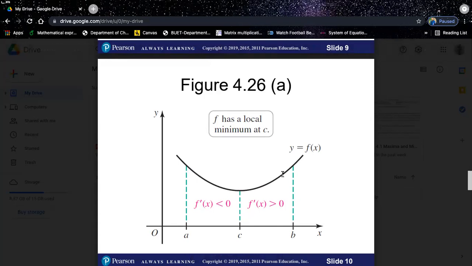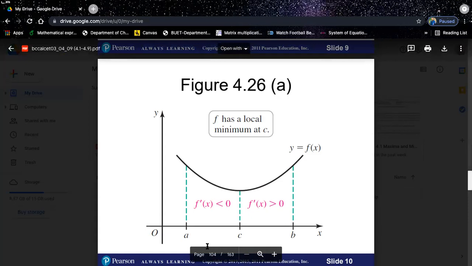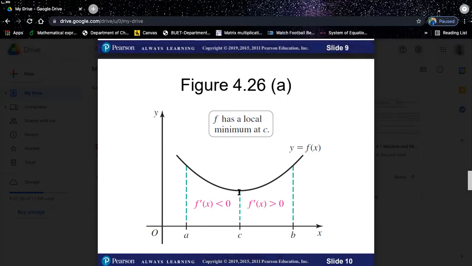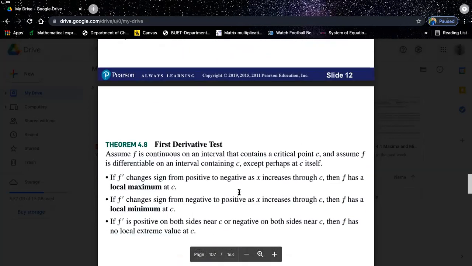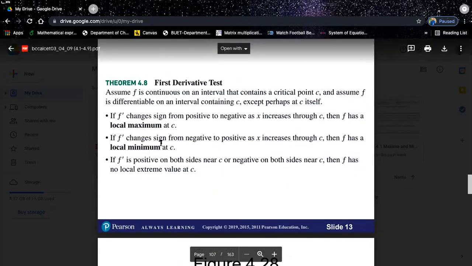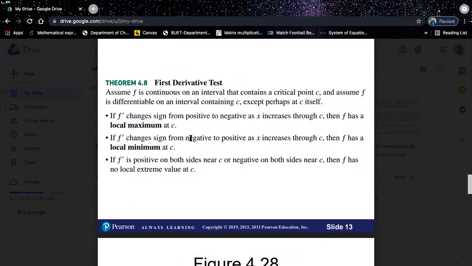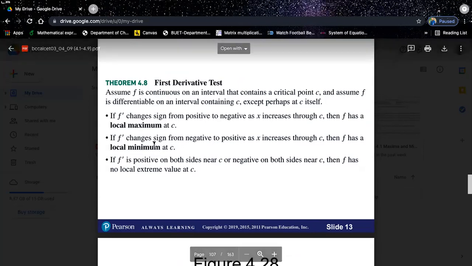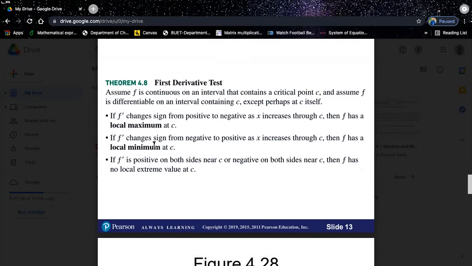And you can see we have a minimum point here, a local minimum. It may not be the absolute minimum depending on the other part of the function. But if you just consider the interval AB, then you can see there is a local minimum here. And that's what the statement says. It says, if the first derivative changes sign from negative to positive as x goes to our right, when we go past C, then f has a local minimum at C. Do you agree?